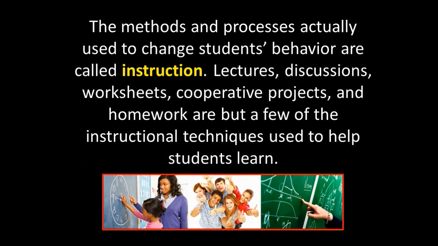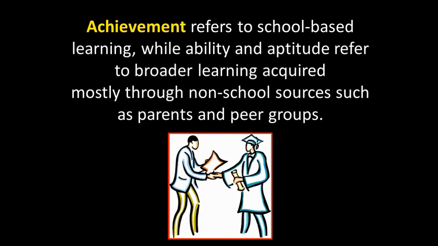The methods and processes actually used to change students' behavior are called instruction. Lectures, discussions, worksheets, cooperative projects, and homework are but a few of the instructional techniques used to help students learn. Achievement refers to school-based learning, while ability and aptitude refer to broader learning acquired mostly through non-school sources such as parents and peer groups.